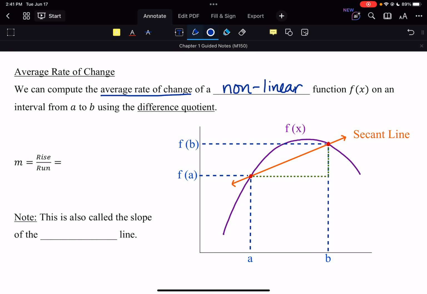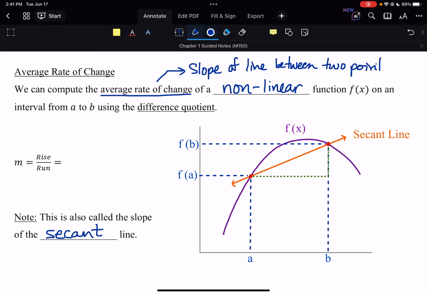Okay, so this average rate of change, you'll see I have a label on the line over here. This is also called the slope of the secant line. So a secant line is a line that crosses through a graph at 2 different points. So precisely like this one that I have here. So the slope of the secant line is also considered average rate of change. Okay, so this is the slope of the line between 2 points.